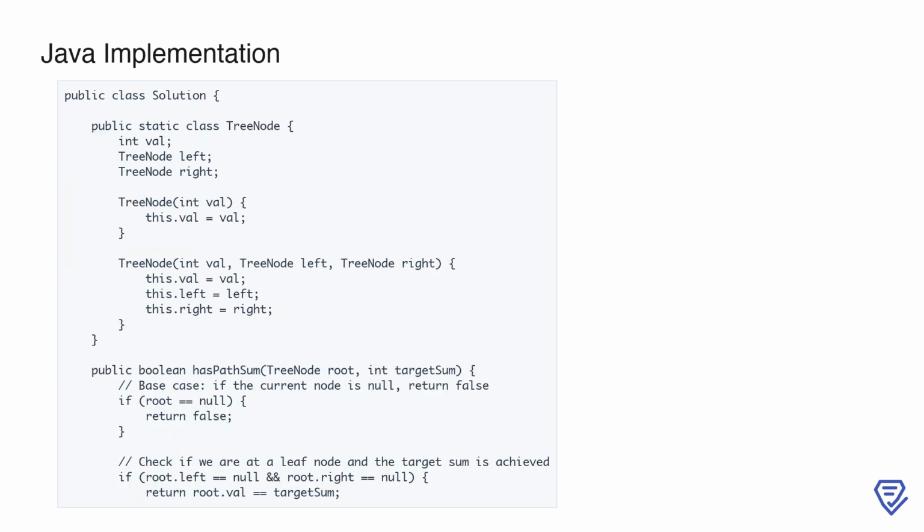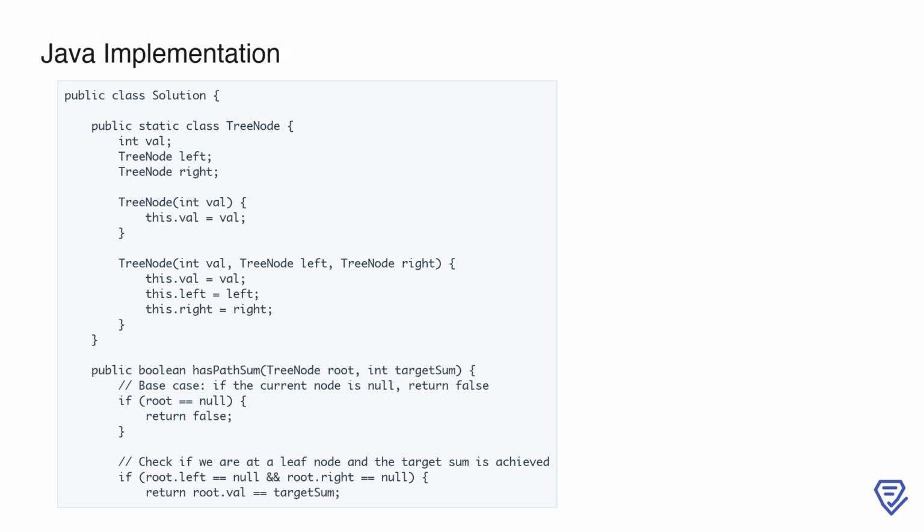Here, we begin by defining our TreeNode class, which represents the structure of a binary tree node. Each node has an integer value, val, and 2 child nodes, left and right. We also provide 2 constructors, one for initializing a node with just a value, and another for initializing a node with a value and its children. Then, we move on to the hasPathSum method, which determines if there exists a root-to-leaf path in the tree where the sum of the node values equals the given target sum.